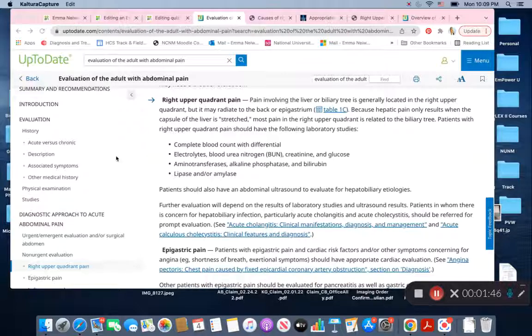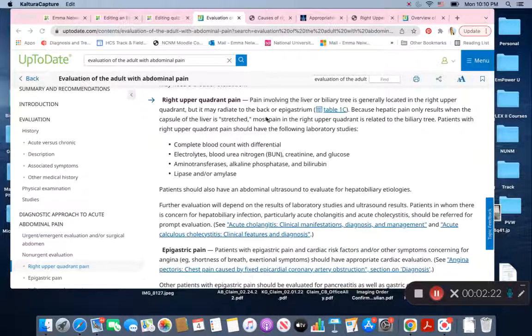This UpToDate article, Evaluation of the Adult with Abdominal Pain, does a really good job of giving you a broad picture of how to approach a case like this. So here we know our patient has epigastric and right upper quadrant pain. So we're thinking that potentially based on these areas, we could be dealing with the liver or the gallbladder because that is in the right upper quadrant. Although we can't forget about the pancreas, the stomach, the spleen, the diaphragm, and the lower esophageal sphincter and esophagus, as well as other potential causes that can have pain radiation to the right upper quadrant.